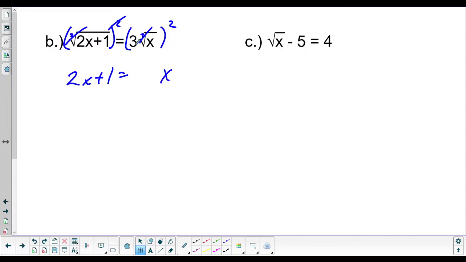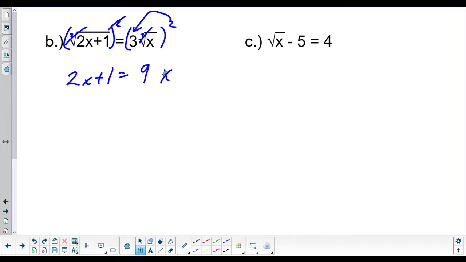But this 3 isn't inside the root, so it's not really protected from the squared. So this squared hits that 3 and squares it. So 3 squared is 9. And the 3 gets squared because it's not inside being protected by the root.